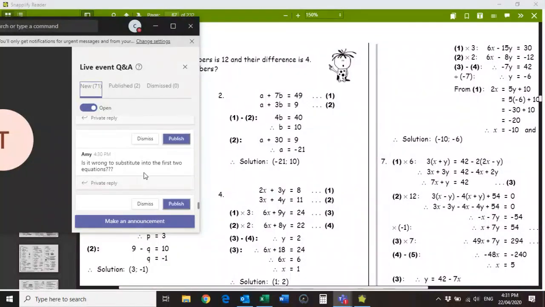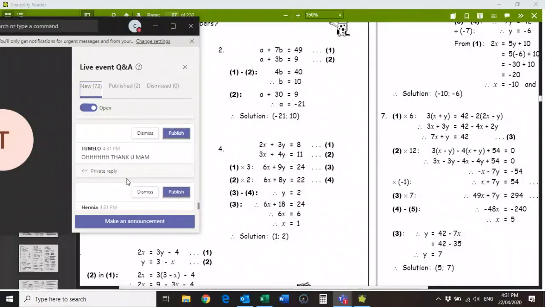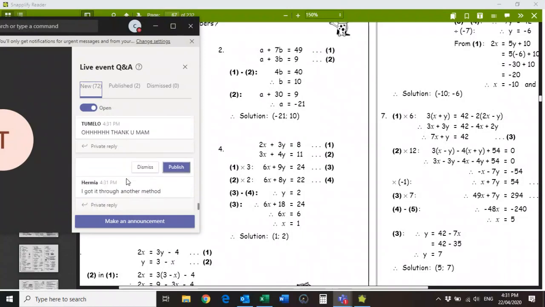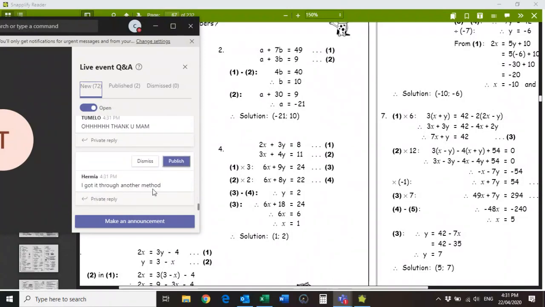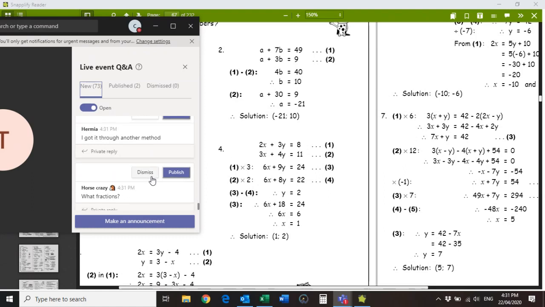Amy, it's not wrong. It's not wrong if you use the substitution method as long as you got the answer. Okay. Hermia, that's also perfectly fine. So there's more than one method. I'm explaining my method. Arthur did ask me to use the substitution method tomorrow. I'll quickly show you before we go on. But yes, that's perfectly fine.